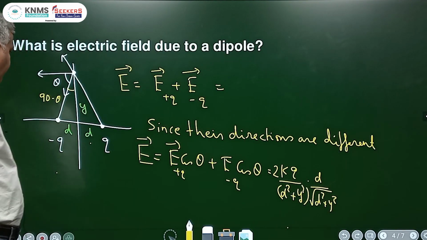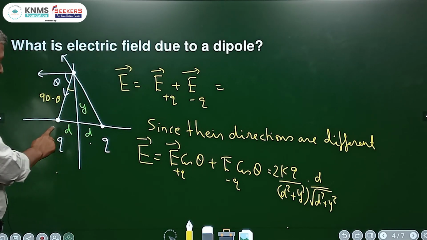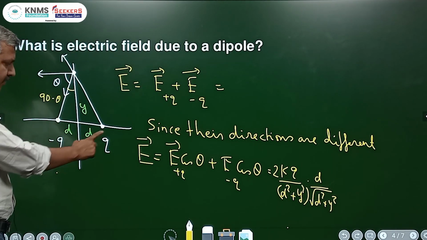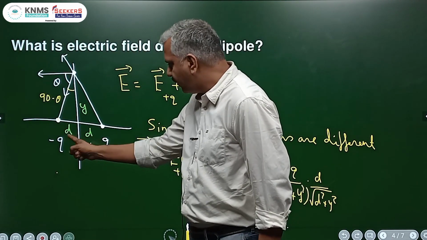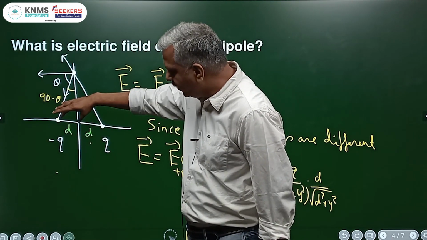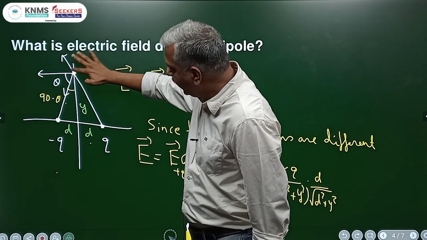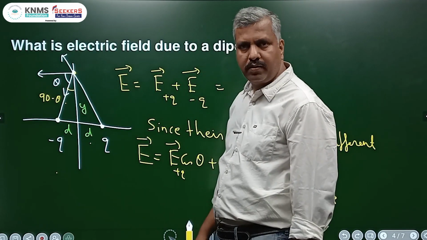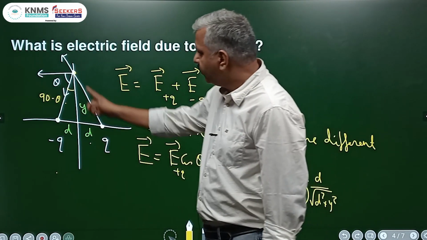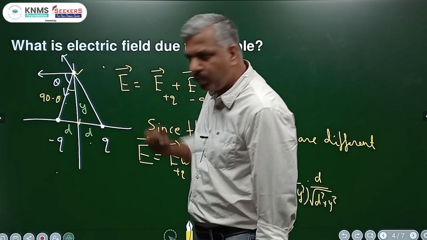So first I will find the electric field at an equatorial point. Here is an electric dipole, this has a charge minus q, this has a charge q, and these two are separated by a distance 2d. So half of it is d, this half of it is d. The question given to me is, find the electric field at a point at a distance y on the equatorial line. This distance from here to here is equal to y.